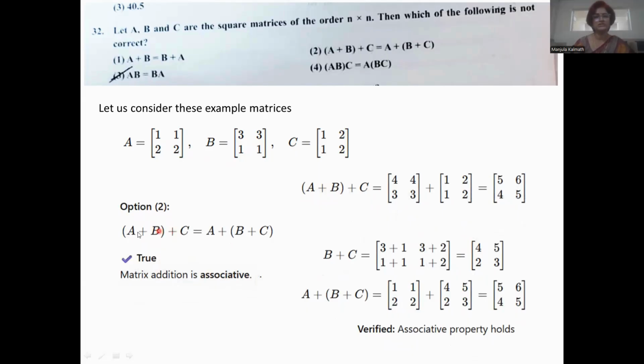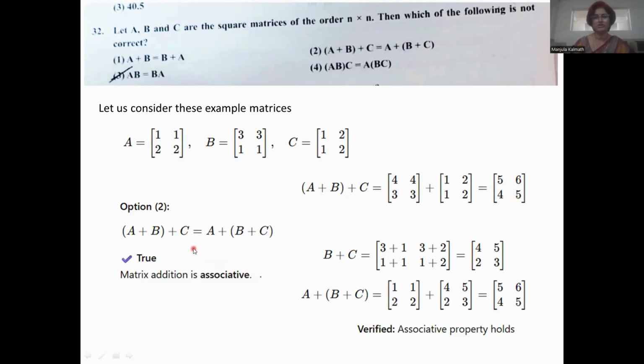The next one is the associative property on matrix addition. For the associative property, (A plus B) plus C equals A plus (B plus C). A plus B we already calculated in the previous property: 4, 4, 3, 3. That should be added to C. What is C? 1, 2, 1, 2. So we add: 4 plus 1 is 5, 4 plus 2 is 6, 3 plus 1 is 4, and 3 plus 2 is 5. So now this output is 5, 6, 4, 5.